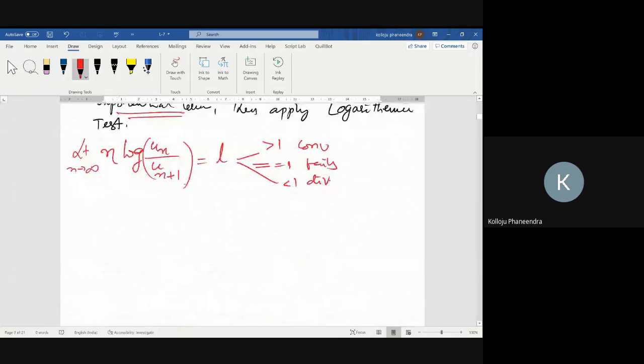See, one problem based on this. First one, test the convergence of the series.